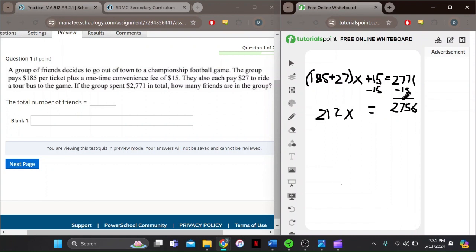So if I take 2756 now, to get rid of that 212, I have to divide. So I'm going to divide 212 on both sides. And we end up with x equals 13.